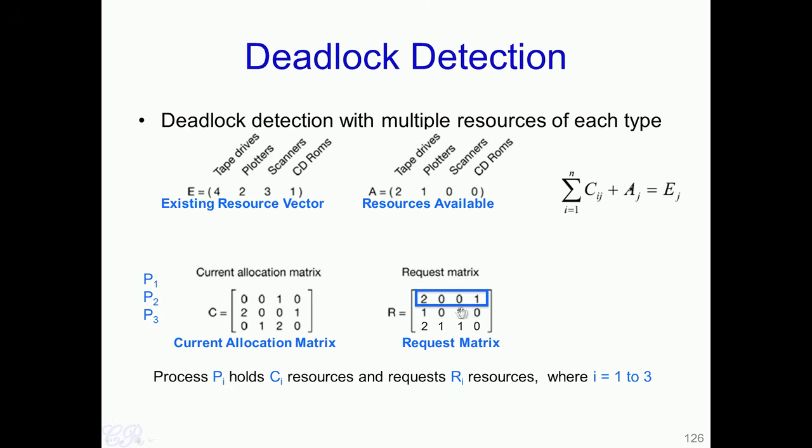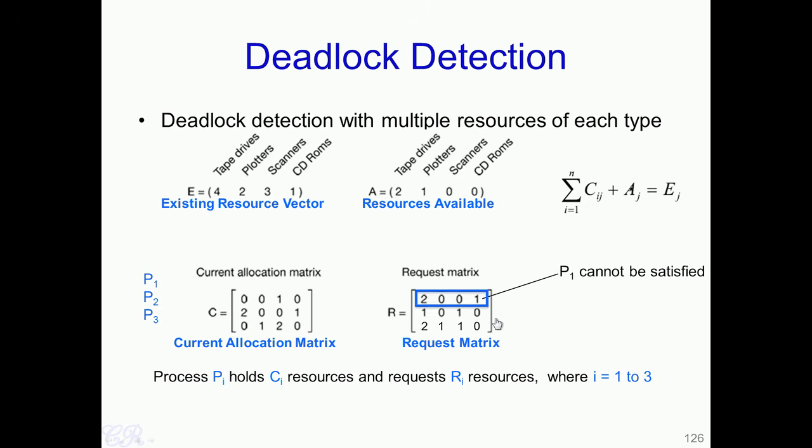So, let us take process P1 and see if the request by process P1 can be met. It requires 2 tape drives and we see that 2 tape drives are available. So, this is fine, and 1 CD-ROM is requested, but there are no CD-ROMs available. So, process P1 cannot execute. The process P1 cannot be allocated all its resources, so it cannot continue to execute.